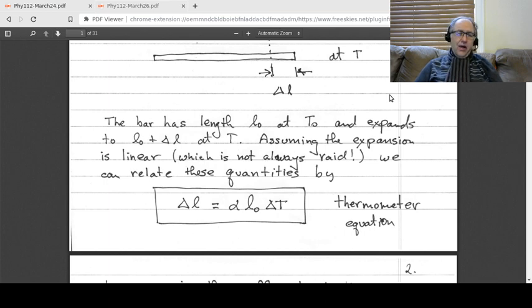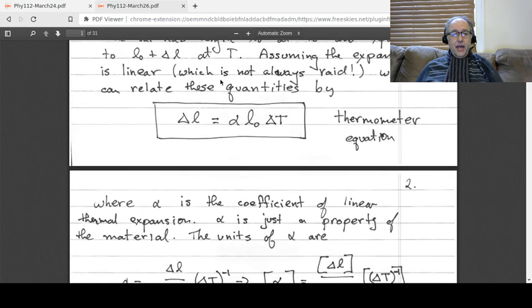But then there's also this alpha in there, and you wonder, what is this alpha? Well, alpha is the coefficient of linear thermal expansion, and it's basically just a property of the material. So for bronze, it has a particular value. For alcohol, it has a particular value, and so on. It's the value of whatever you're making that thermometer out of. There's that equation. We're going to use it in a minute to create a thermometer out of alcohol.